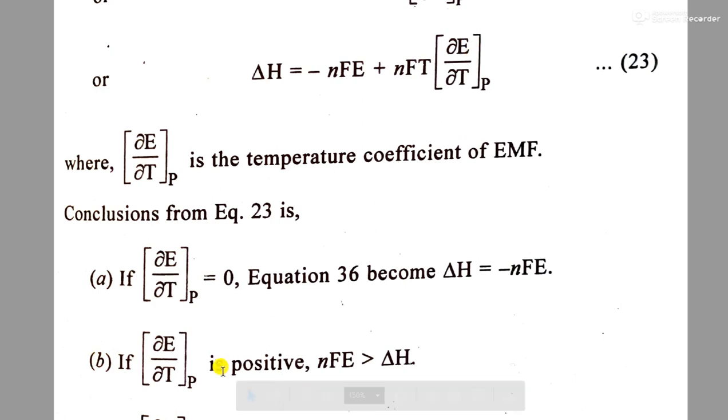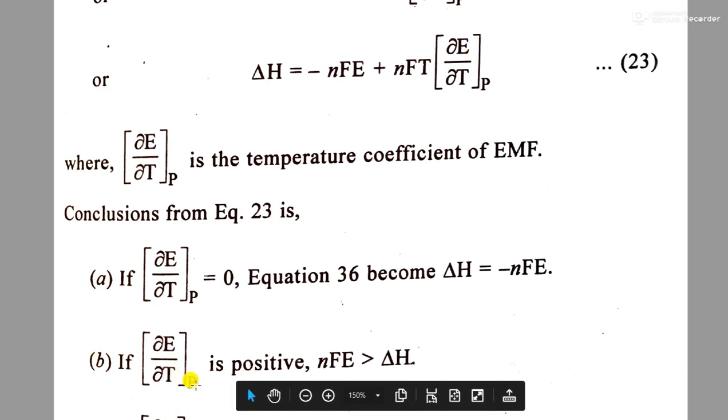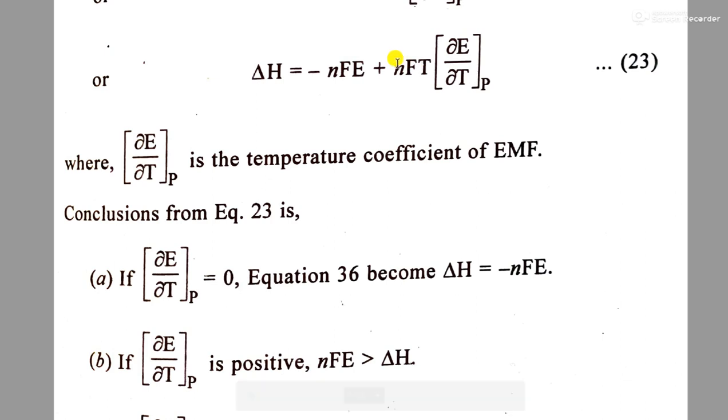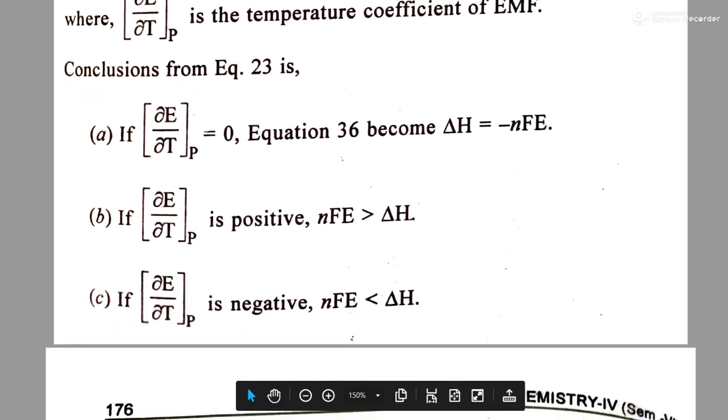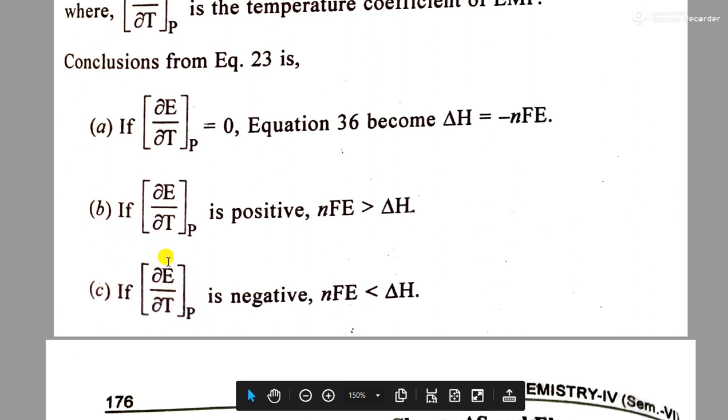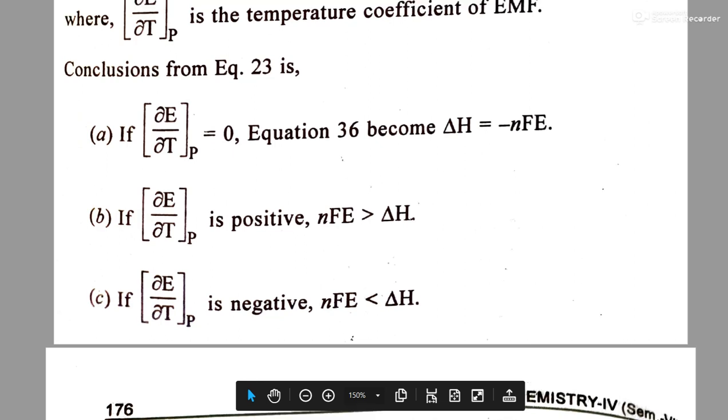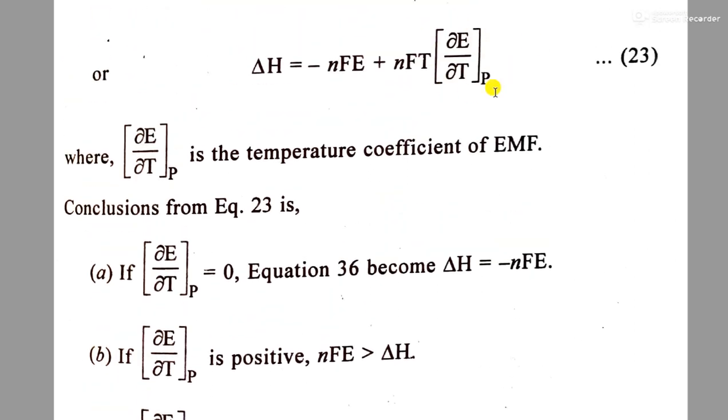And the second condition, if dou by dou T at constant pressure is positive, so if this part is positive, then this NF E will be greater than the enthalpy change of the cell. Again, the third condition is that if this temperature coefficient is negative, then we know that there are two negative values here. This part will be negative and this part will also be negative.